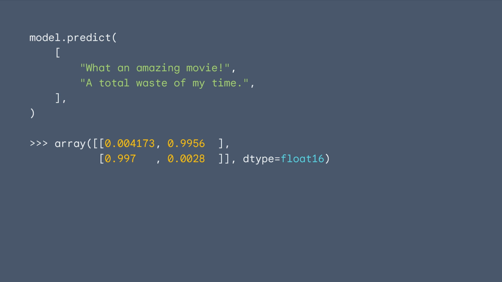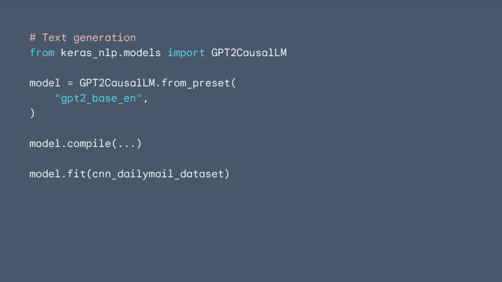After fine-tuning our model on a dataset of sentiment-labeled movie reviews from IMDb, we can predict the sentiment of 2 new movie reviews. We can see that our first review, "What an amazing movie," is given a 99.6% probability of having a positive sentiment, while our second review is given almost the same probability of having negative sentiment. KerasCV also offers text generation using popular models such as GPT-2 and OPT.